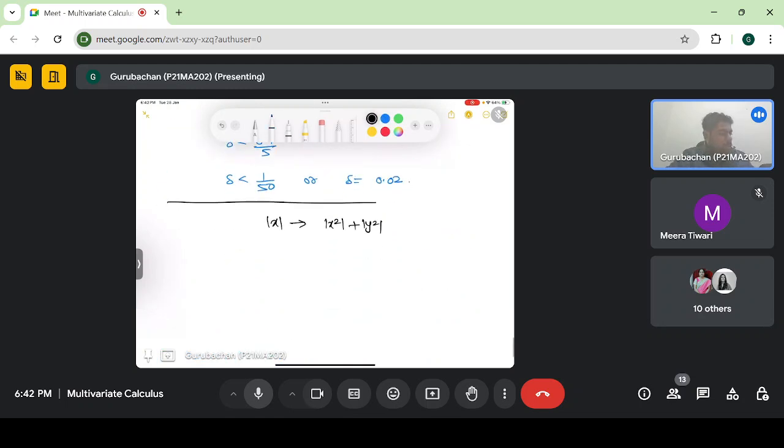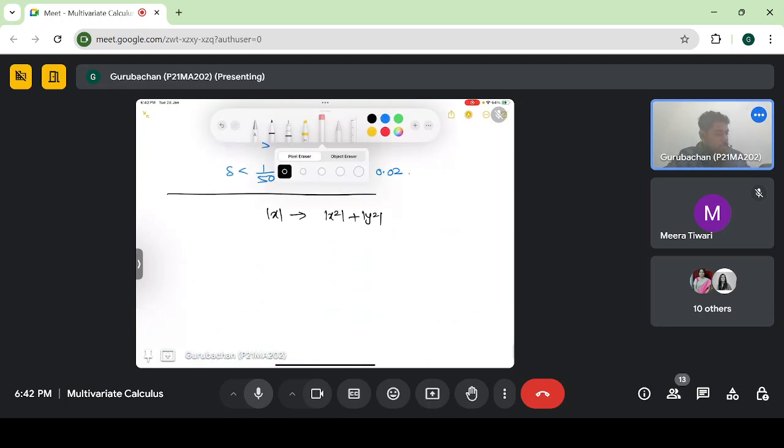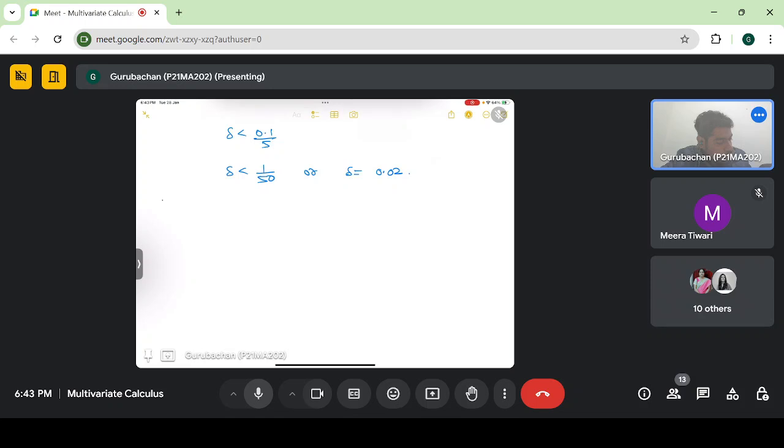So let me move to the next question. In this question, we will discuss the double limit and the iterated limits. Can we set up any relation between the double limit and the iterated limits? We will see that.